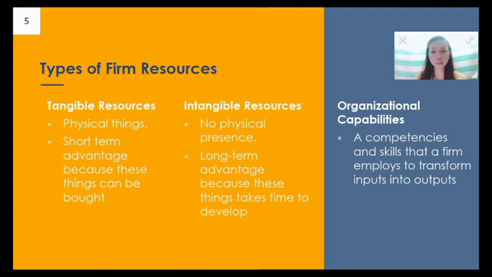First, tangible resources refer to physical things that we can all see and touch, like land, buildings, and equipment. These types of resources can provide an advantage, but that advantage is often short-term because tangible resources are often purchased in open markets. On the other hand, intangible resources have no physical presence. We cannot see or touch intangible resources. These are things like skills, capabilities, know-how, or process expertise. Intangible resources take time to develop and they cannot be easily purchased in an open market.